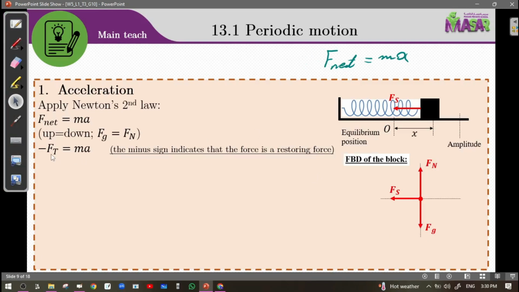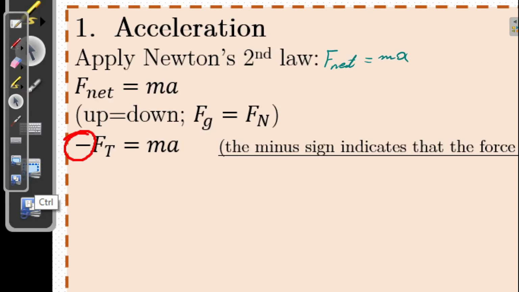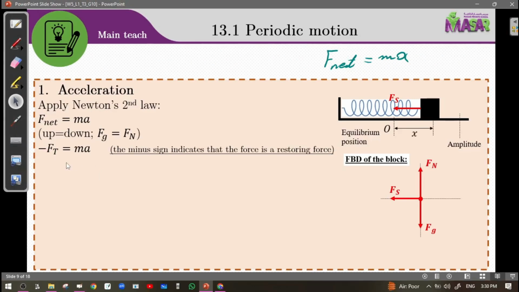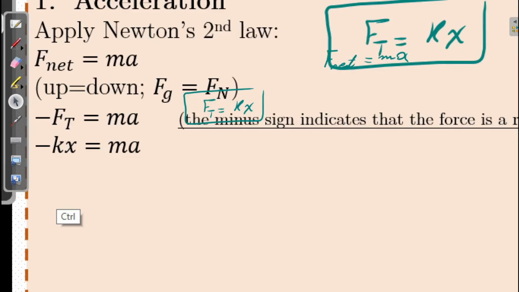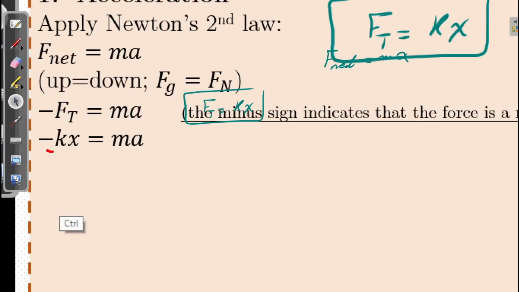This is why, or the Ft. This is why I am going to write minus Ft is equal to ma, and the minus here means that the direction of Ft is always opposite to the displacement. Now, knowing that Ft is given by k times x according to Hooke's law, let's substitute k and x here. Now, if we divide both sides over k, we cancel this from this. In other words, we can divide over m also, so m with m would cancel each other.